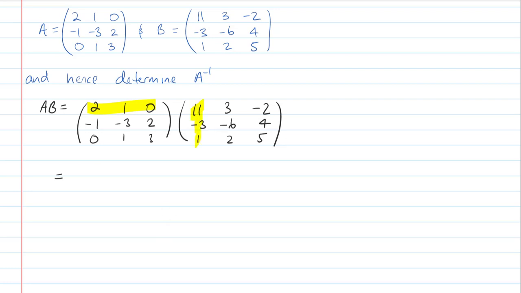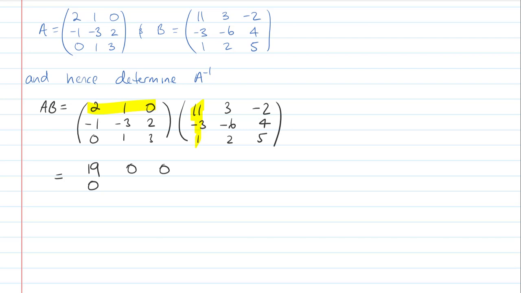So I'm actually going to do the calculation. 2 by 11 is 22, minus 3 plus 0, so that's 19. And then 2 by 3, I'm doing first row, second column. 2 by 3 is 6, minus 6, that's 0. And then 2 by -2 is -4, plus 4, that's 0. So I get 19, 0, 0. And then I've got -1 by 11 is -11, plus 9 plus 2 is 0. And then I've got -1 by 3 is -3.